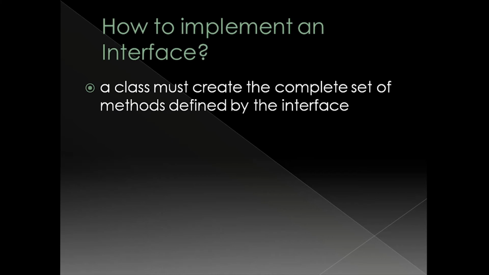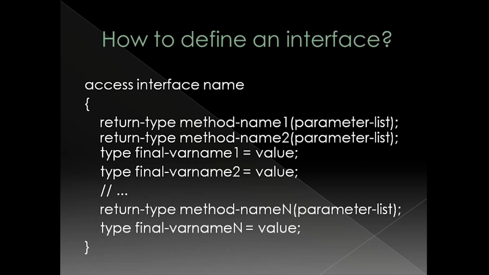So, how to implement an interface? A class must create the complete set of methods defined by the interface. To implement an interface, a class must provide all the methods which have to be reproduced in the classes. However, each class is free to determine the details of its own implementation. By providing the interface keyword, Java allows you to fully utilize the one interface multiple methods aspect of polymorphism.